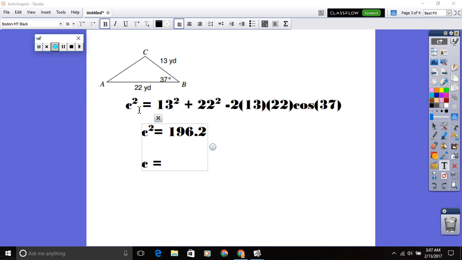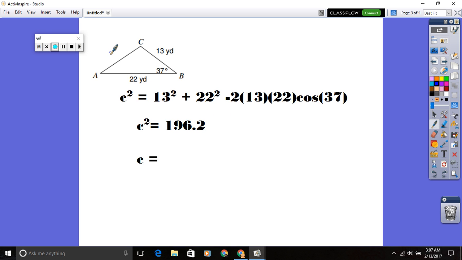Okay, I went ahead, and the missing side is across from the angle, so this is going to be little c, which makes this capital C right here, this 37. So I went ahead and plugged it into the formula. C squared equals 13 squared plus 22 squared. Again, you could have reversed these two numbers. Minus 2 times 13 times 22, the cosine of 37.